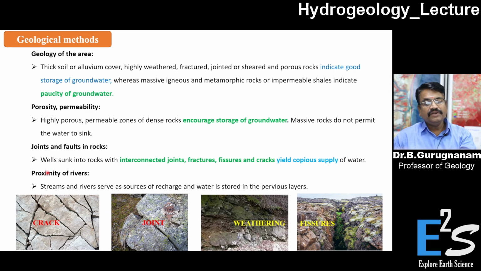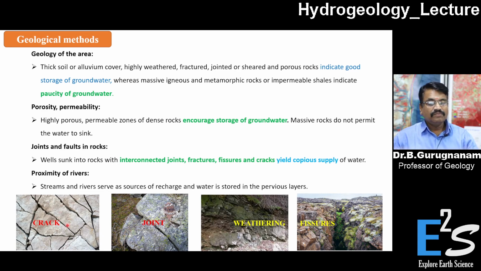Proximity, that is, distance from the river and distance from streams, will also have an influence. If you have a river system, definitely the adjoining areas are enriched with water, because over a period of time the water moves in a river or a stream. Slowly it percolates and then moves into the subsurface groundwater system. In turn, wherever the river is there, obviously we will be able to get more groundwater.